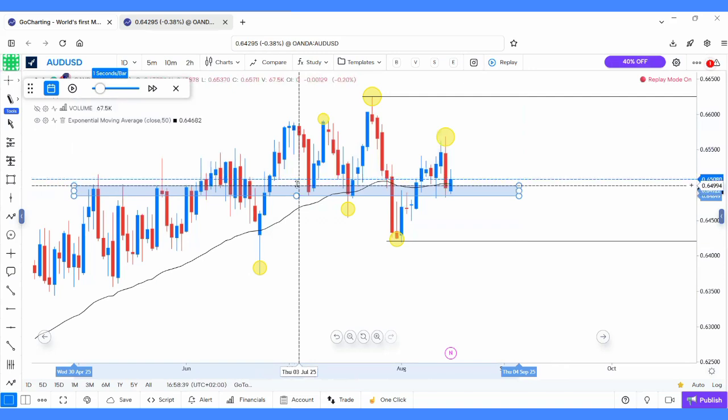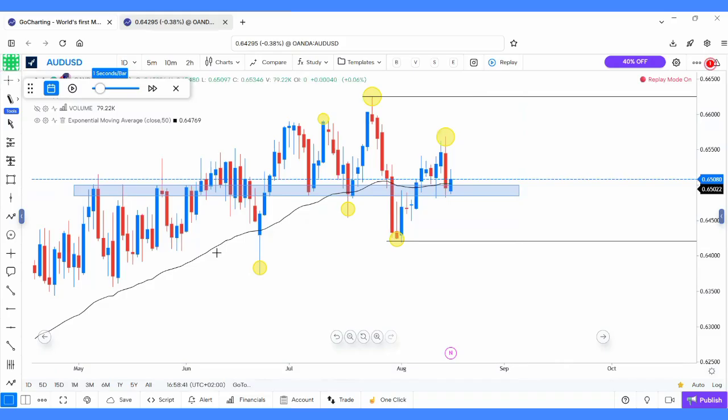And then you reduce it like that. And then we look at it again. We have a resistance, resistance, resistance, support, support, potential resistance if it breaks below.